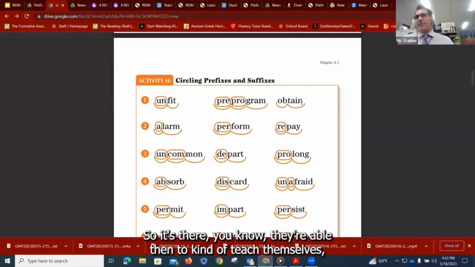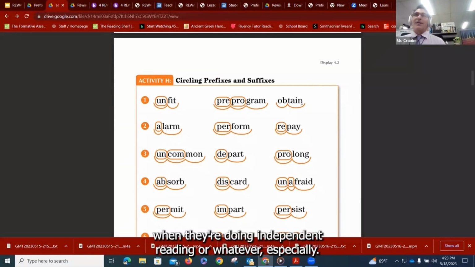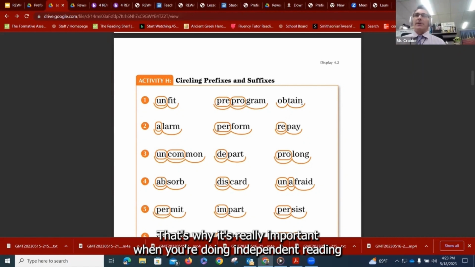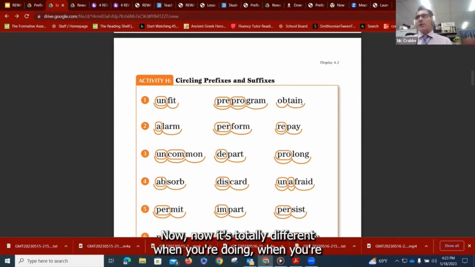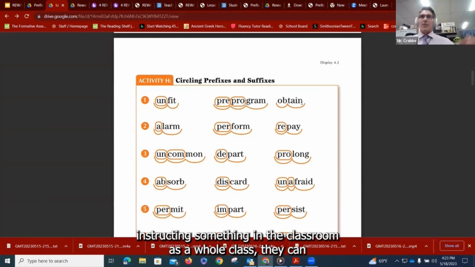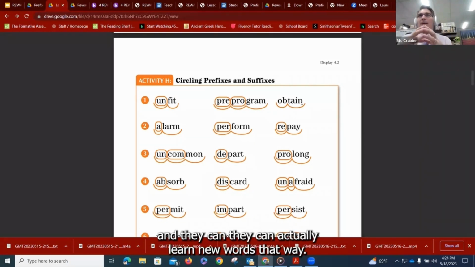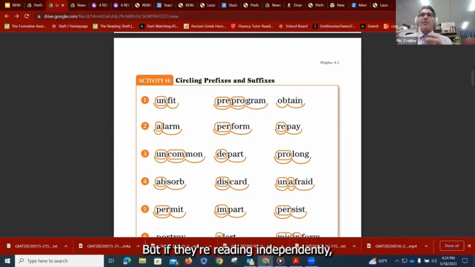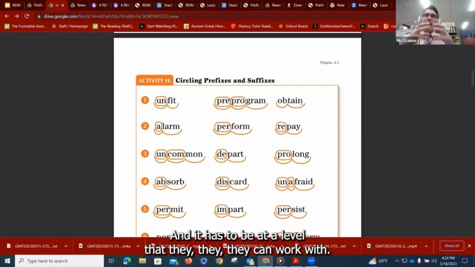So they're able then to kind of teach themselves when they're encountering words alone, when they're doing independent reading or whatever. Especially why it's really important when you're doing independent reading that they get texts that fit for independent reading. Now it's totally different when you're instructing something in the classroom as a whole class. Because you're teaching them, you can deconstruct a little bit, and they can actually learn new words that way. But if they're reading independently, they have to be able to deconstruct those words, and it has to be at a level that they can work with still.